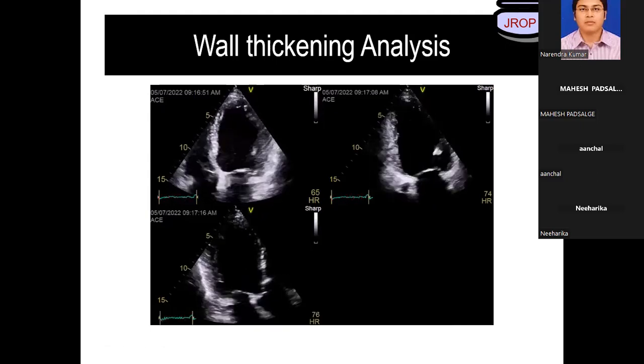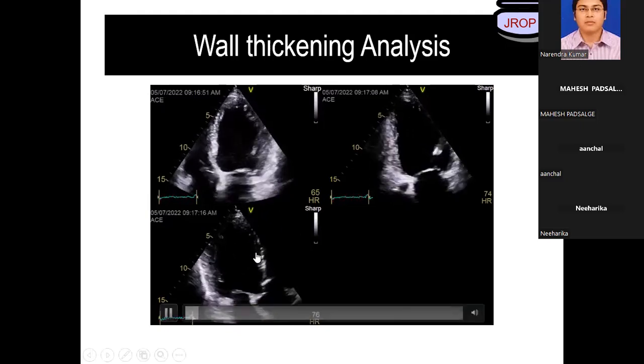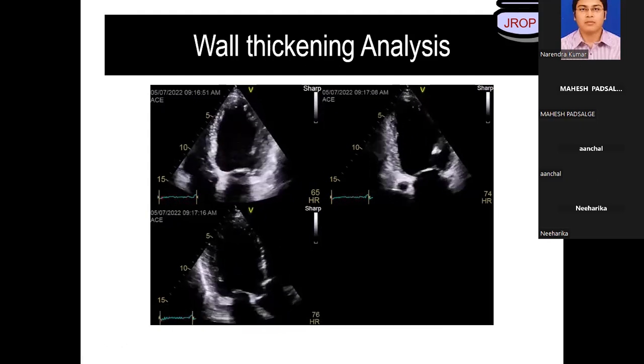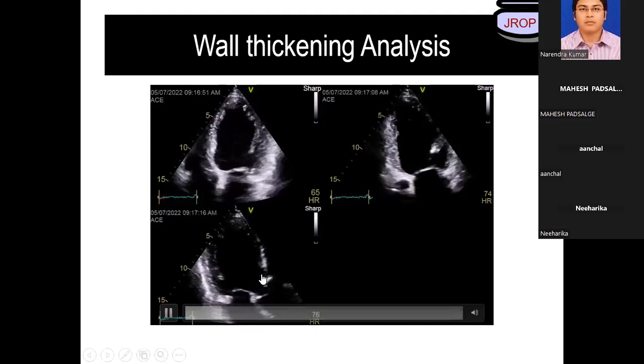Dr. Niharika, would you like to take this question? Yes, sir. Tell me what this wall is. What is this view? Typical 3-chamber view, sir. Apical 3-chamber view. What is this wall? Shashank, listen carefully now. Anterior septal. Anterior septum. Perfect.